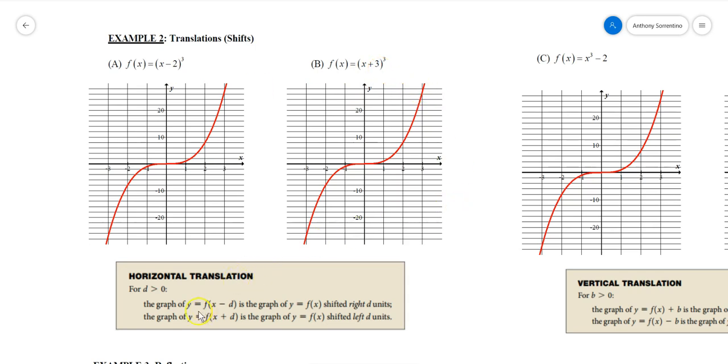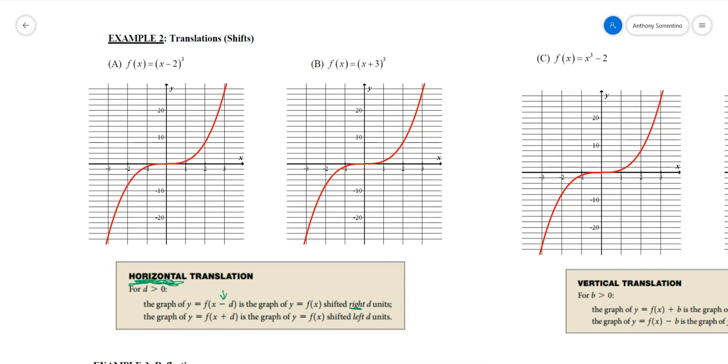Translations, and anything that deals with horizontal transformations, you have to pay particular attention to. Horizontal transformations work a little differently than vertical ones. Notice here, it's telling you that for a value of d greater than 0, if I have f of x minus d, then it's causing it to shift right d units. Meanwhile, we're used to subtraction meaning moving left. This is saying that if I have a subtraction inside the parentheses, I'm actually moving right.